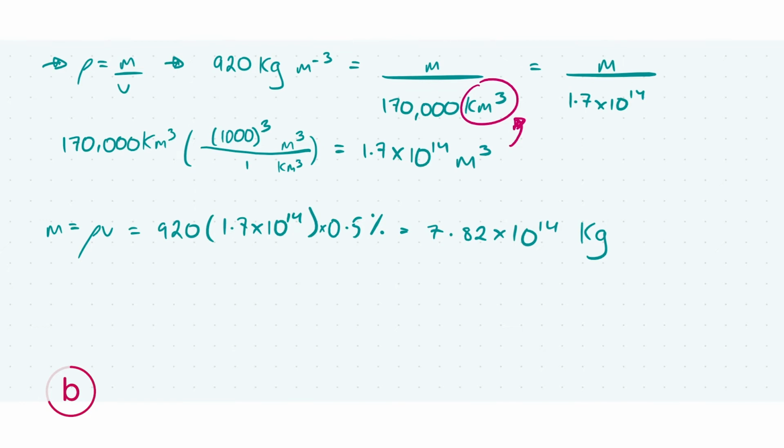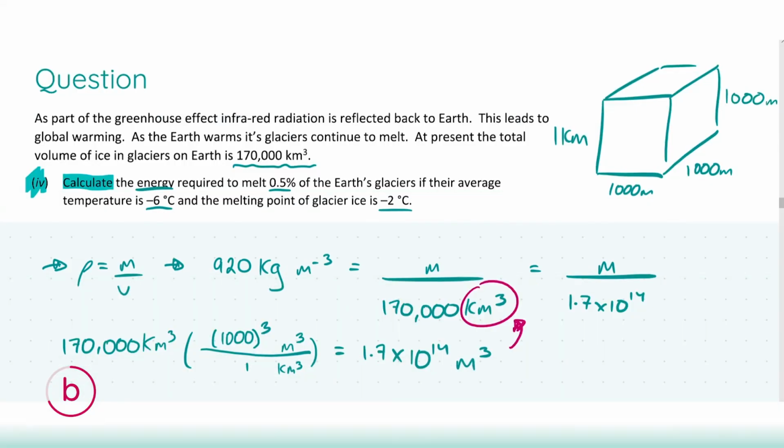As always, though, we need to ask ourselves a little bit more about what's going on with this ice. We're going to go back to the top of the question and think about what's actually happening. Here we have the question at hand, and we're asked about the energy required to melt this ice. That means the temperature of the ice is -6 and the melting point of the ice is -2 degrees.